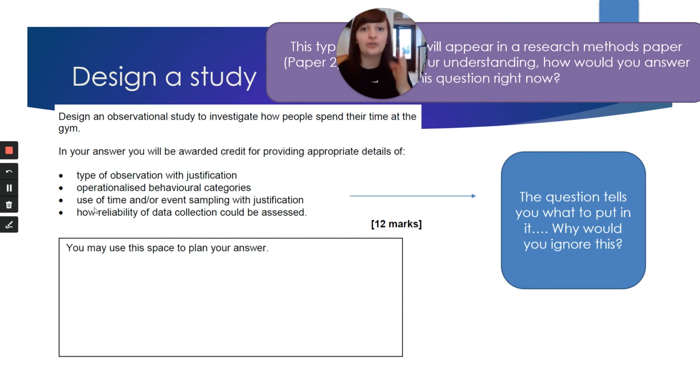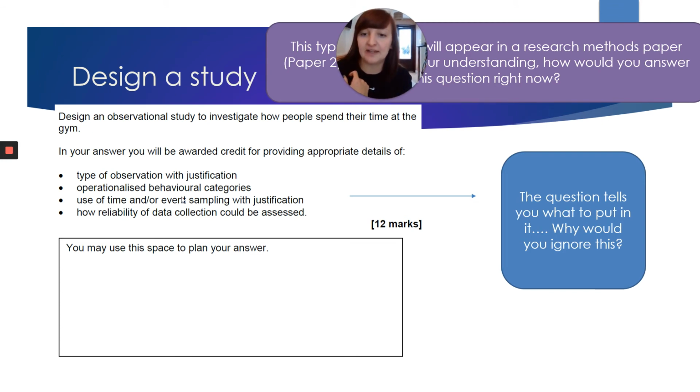So all they want you to talk about is the type of observation you would use and why. So if you split this into marks, 12 divided by 4, how many marks for each? You got 3 marks. So you want to have a good justification for each of them. Operationalize behavioural categories. So here, I would draw out a table. These are my behavioural categories that I'm going to use. Use of time and or event sampling. So why are you going to count every event, or why are you going to do it in time increments?